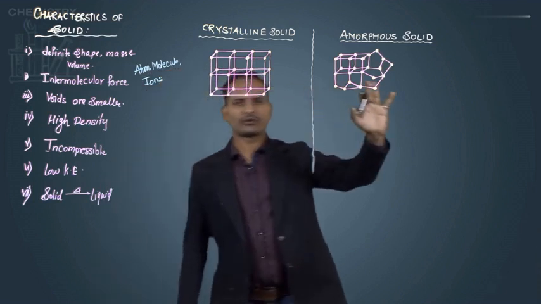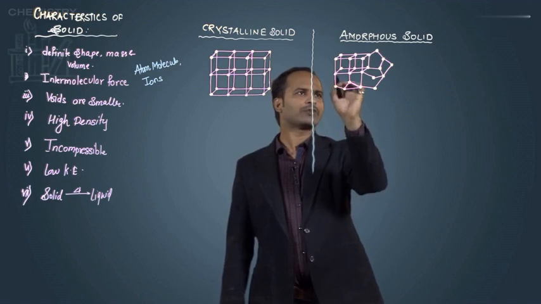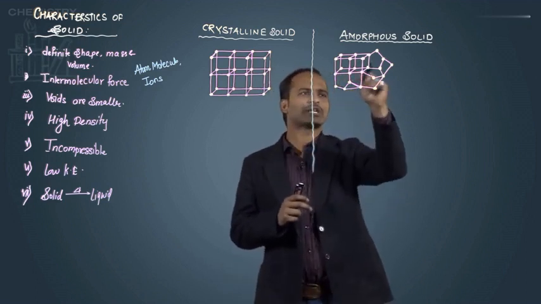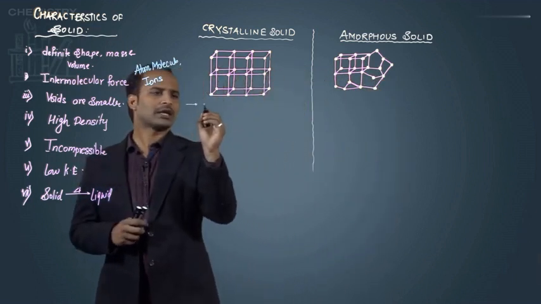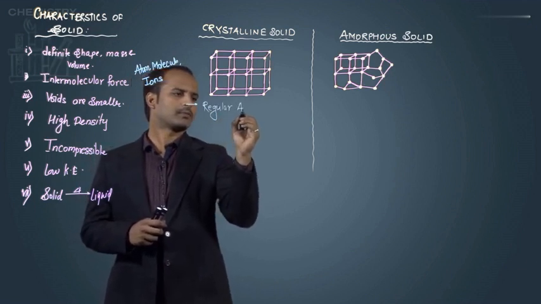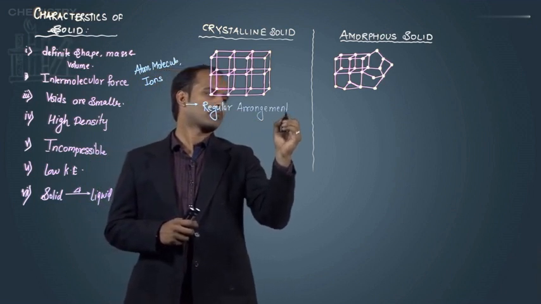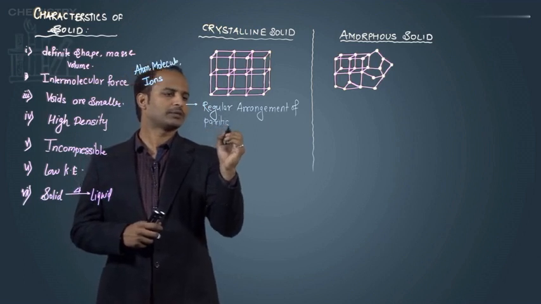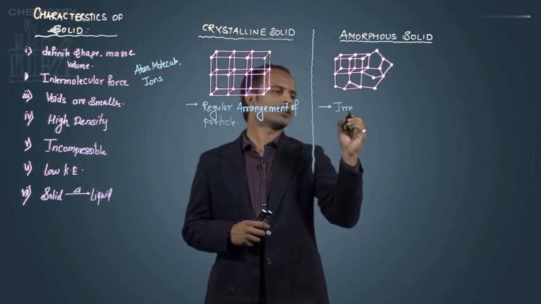While in the case of amorphous solid, this diagram represents the amorphous solid. Here we can see that there is no fixed arrangement of particles. The arrangement is not regular. That arrangement keeps on changing in this case. So in case of crystalline solid, there is a regular arrangement of particles, while in this case the particles are arranged in an irregular manner.